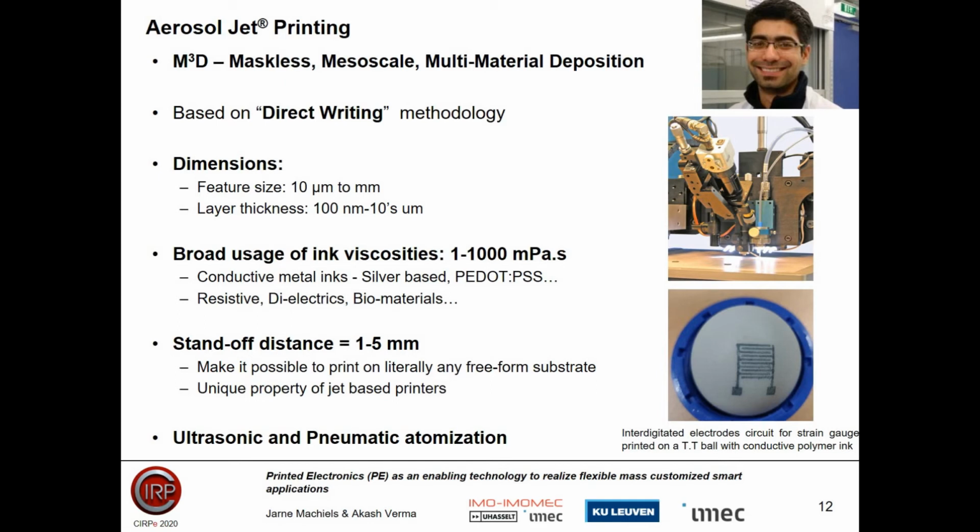It has the ability to use a broad range of ink viscosities from 1 to 1000 millipascal seconds. One of the unique features of aerosol jet printing is the standoff distance, which ranges from 1 to 5 millimeters, which makes it possible to print on literally any freeform substrate. Like in the figure on the right side, we can see a circuit printed on a curved table tennis ball. Aerosol jet printing is divided into 2 kinds of atomization techniques, ultrasonic and pneumatic.